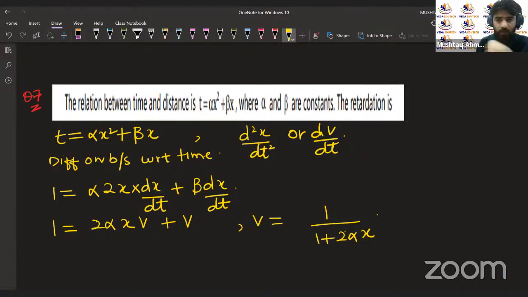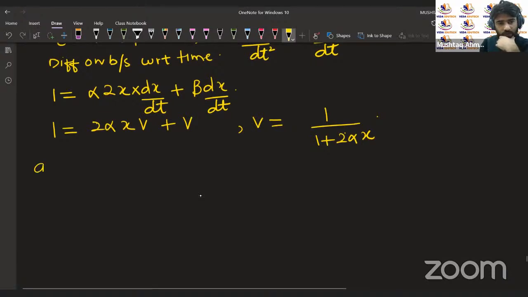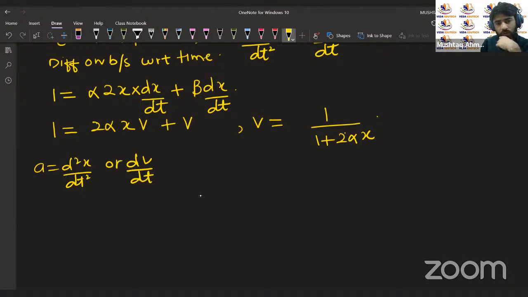This is our v. And we also know our acceleration. We can write our acceleration in terms of position and velocity as well. We know acceleration we write as d²x/dt², or we can write it as dv/dt. And as in the previous problem, we can also write it as v dv/dx. So this is also our acceleration.